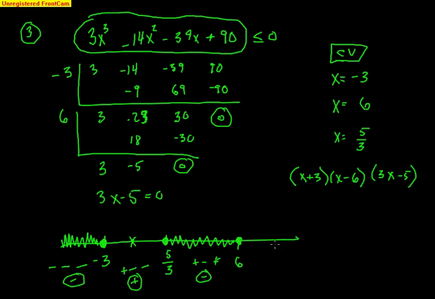100 plus 3 is positive. 100 minus 6 is positive. 3 times 100 is 300, minus 5 is positive. 3 positives do make a positive, and I'm not really looking for positives. So my answer is going to be negative infinity to negative 3 with a bracket, and then union 5/3 to 6, all with brackets because it did say it could equal 0.